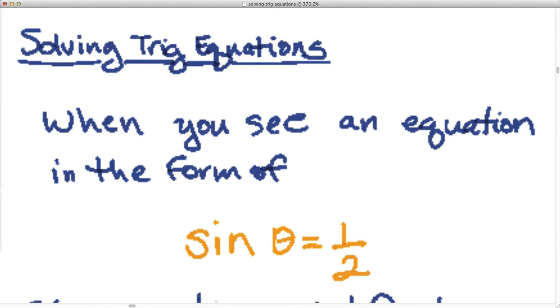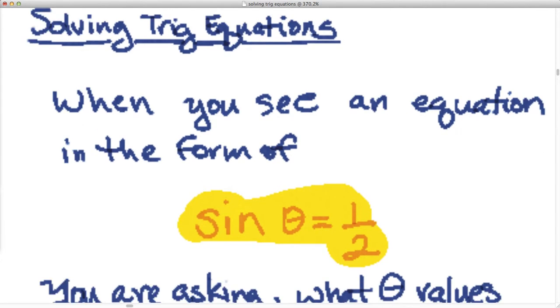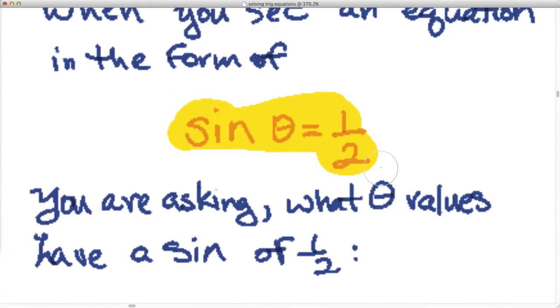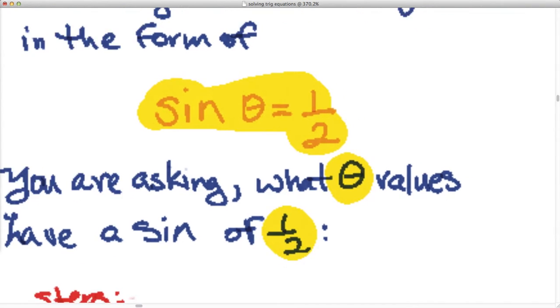Today we're going to be discussing solving basic trig equations. What happens when you see an equation in this form here, sine of theta equals 1/2? What is that asking you? Well, that's asking you what theta values, what angles have a sine of 1/2. How do you go about solving those equations?